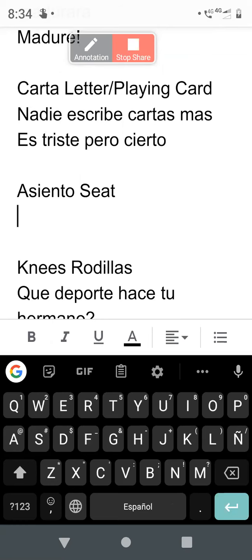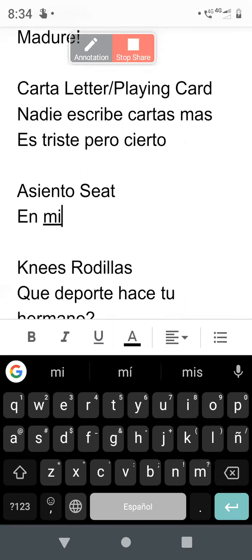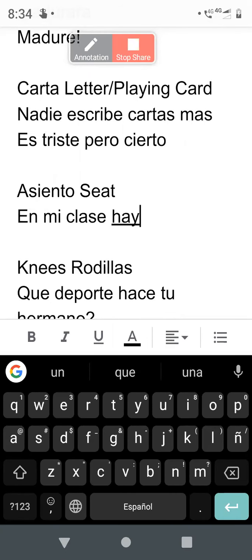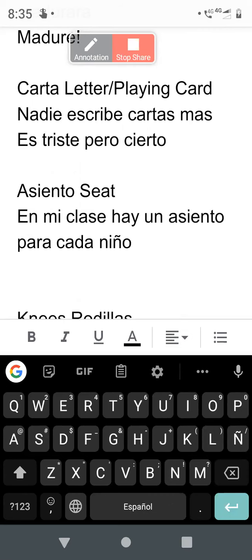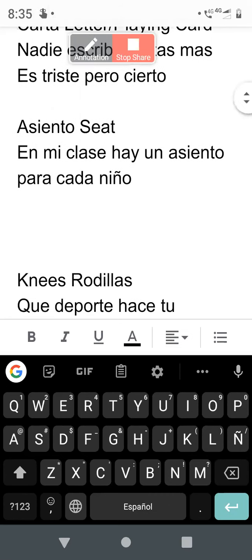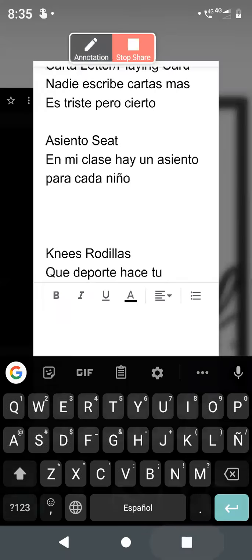In my classroom, there's a seat for every child. En mi clase, hay un asiento para cada, for each student, or for each child. Para cada niño. So, pronunciation: en mi clase, hay un asiento para cada niño. Nice. Yeah. Let's go to the next one.